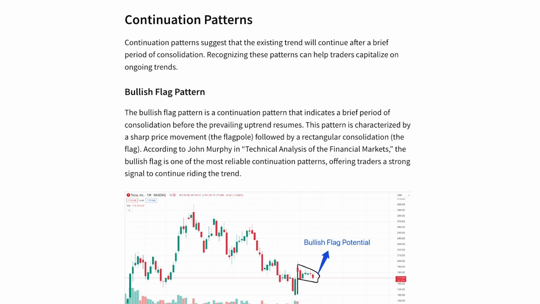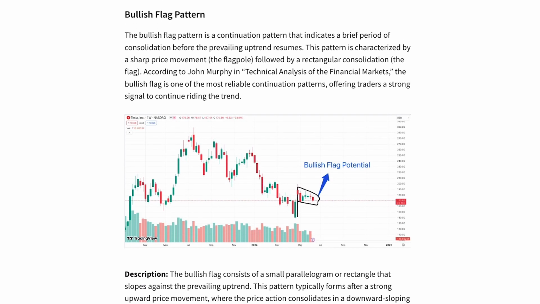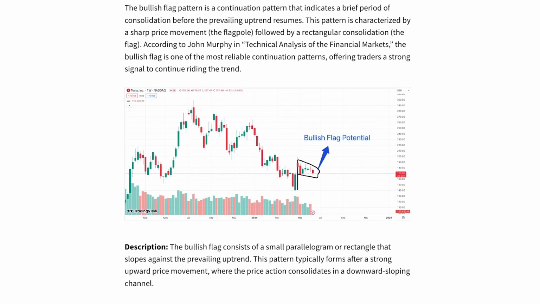A popular one is the bullish flag pattern. The bullish flag is a continuation pattern. It indicates a brief period of consolidation before the prevailing uptrend might resume. This pattern is characterized by a sharp price movement, called the flagpole, followed by a rectangular consolidation, which is referred to as the flag. From the textbook that I've been studying, John mentions that the bullish flag is actually one of the most reliable continuation patterns. It often gives traders a strong signal to continue riding the trend.